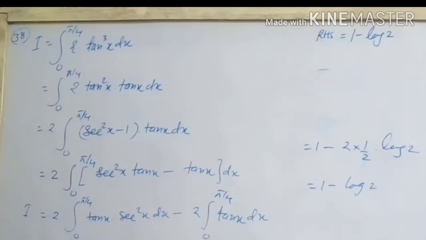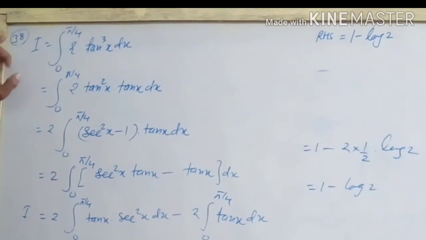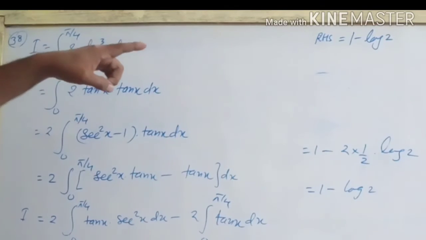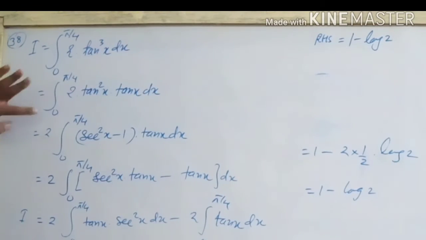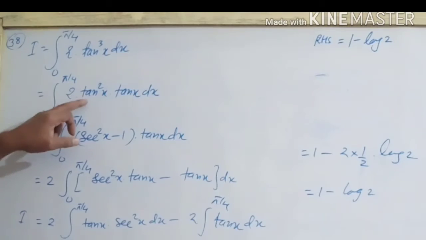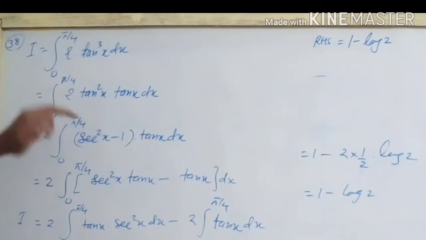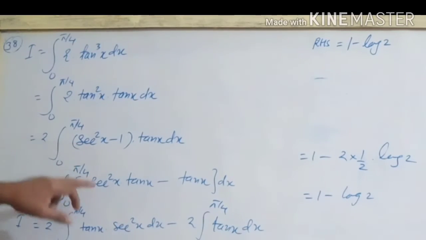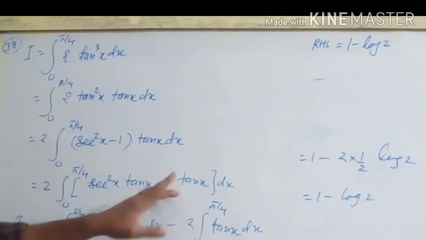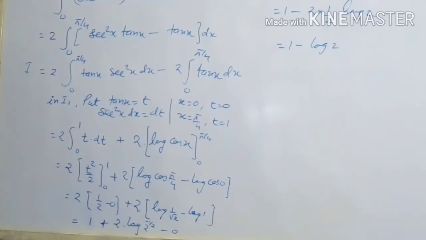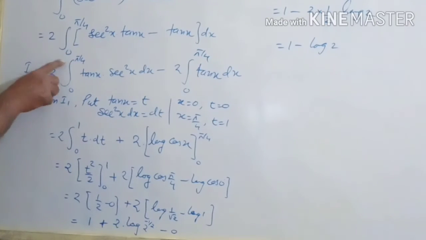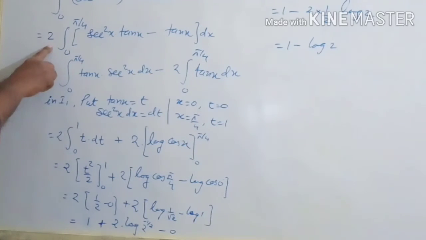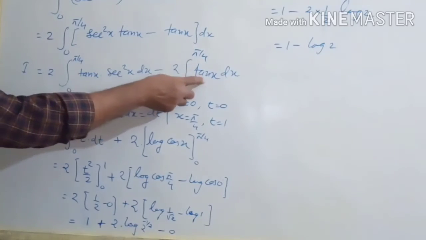This is the answer. Next question, question number 38. Integral 0 to pi by 4 of 2 times tan cube x dx, and target is 1 minus log 2. So in place of tan cube write tan square x into tan x, and in place of tan square write sec square x minus 1, and open this bracket. So here you will get sec square x into tan x and minus 1 into tan x, and in next step separate the integral. So 2 times 0 to pi by 4, first write tan x into sec square x dx, after that minus sign, once again this 2, 0 to pi by 4 and only tan x.